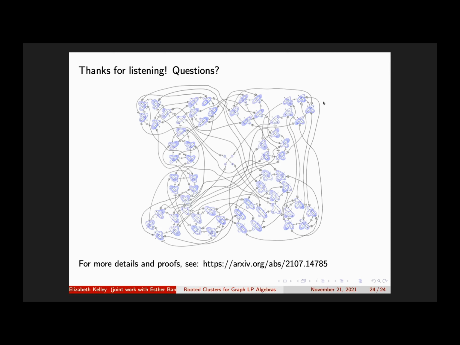And this is an exchange graph for all of the Y clusters of a certain graph that I drew once and had to use because it took a while to draw.